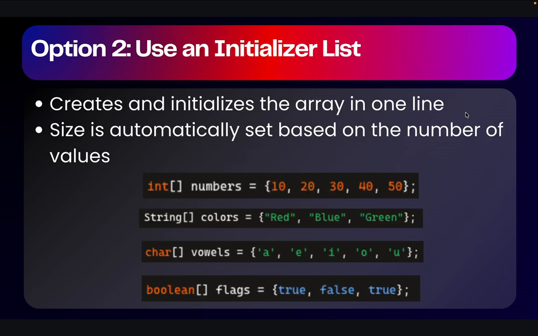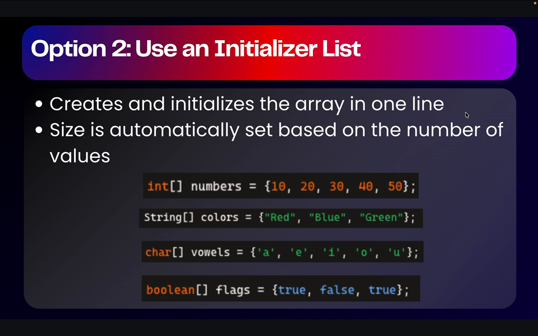Now, the second way, which is one of the most common ways, is just to use an initializer list. And this is going to create and initialize the array in one line. So it's going to save you time and lines of code, and it will automatically determine the size of your array based on the number of values you provided. So here we have multiple examples of what that would look like.